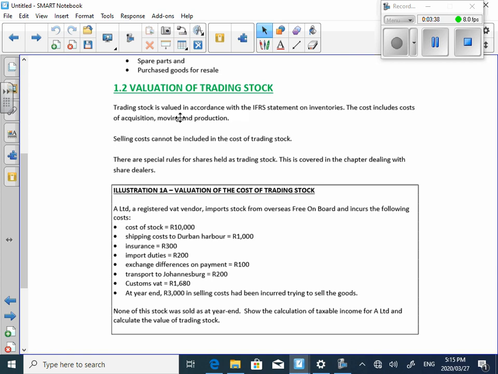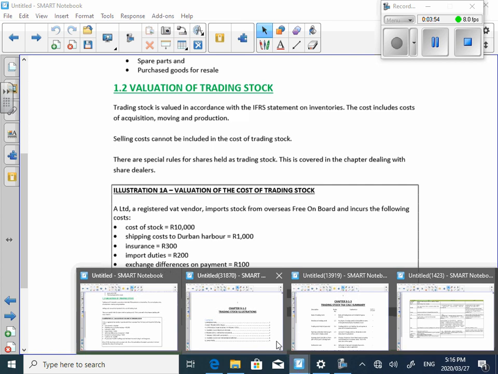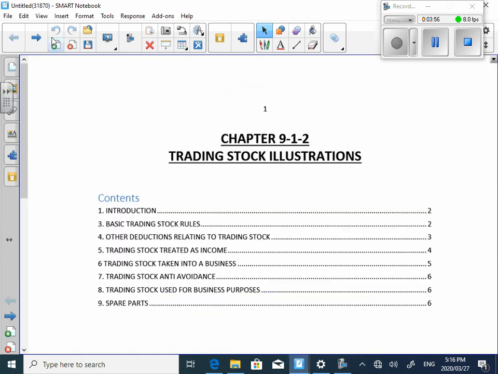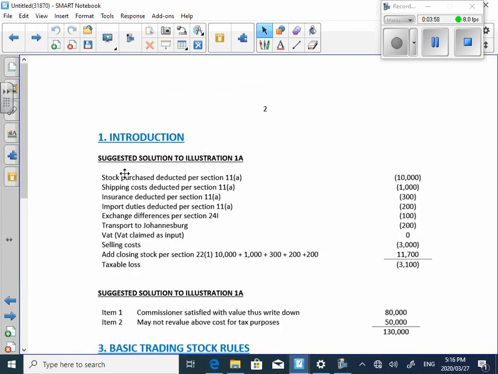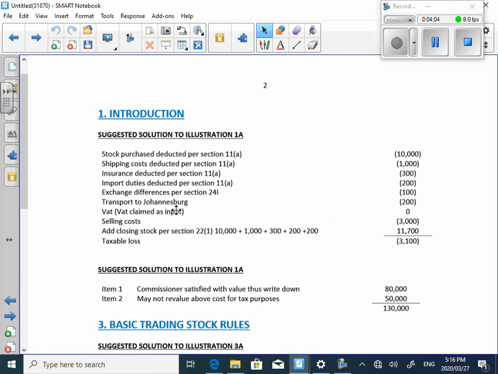Going up here and having a look at the first line, trading stock is valued in accordance with IFRS, statements and inventories. This includes costs of acquisition, moving and production. Selling costs cannot be included. I will deal with trading share stocks at a later date. You can actually go now and have a look at the solution to this illustration over here. As can be seen, the VAT is not included in the trading stock.